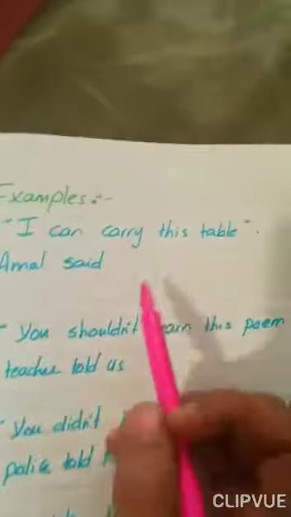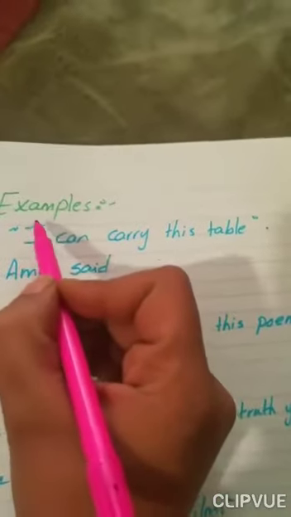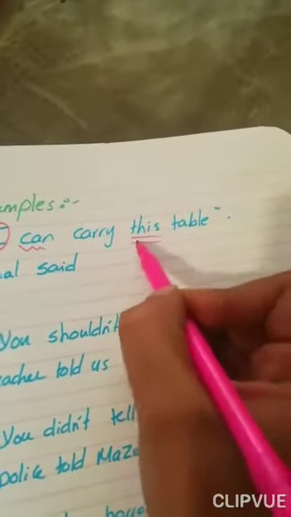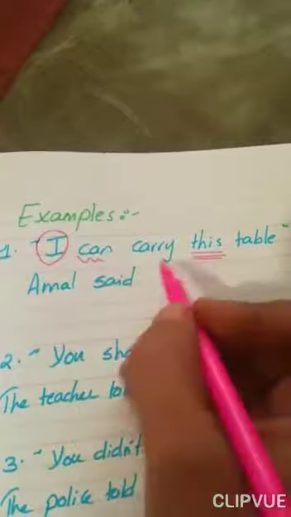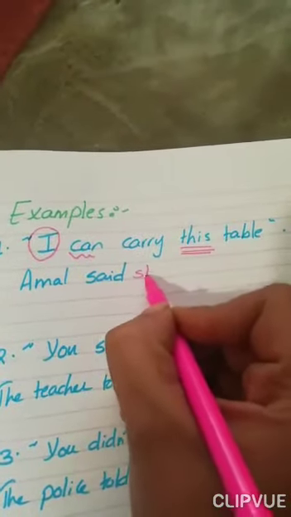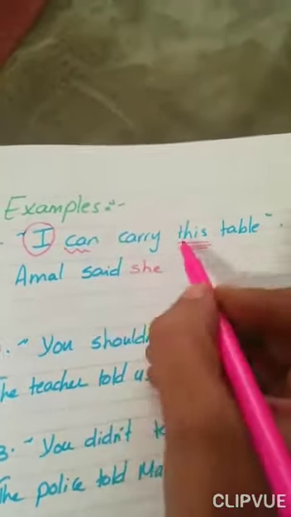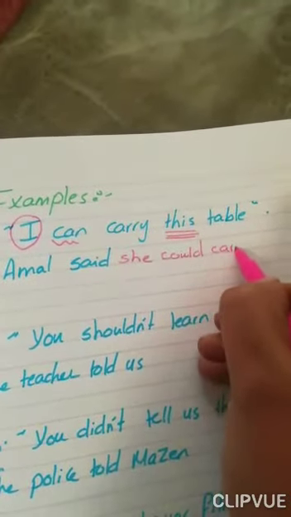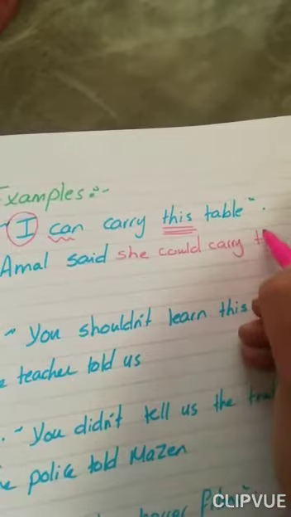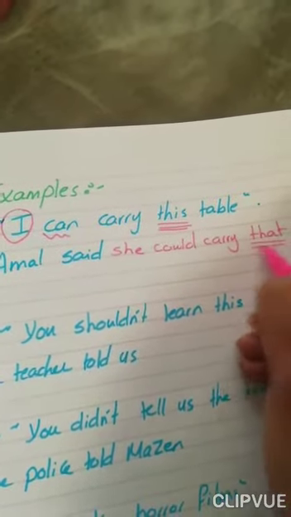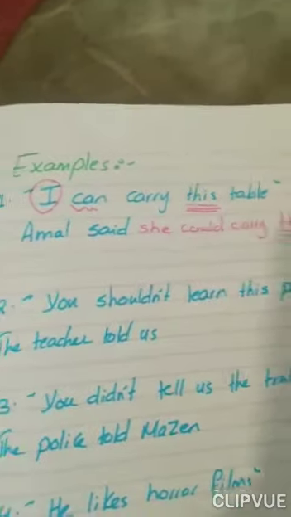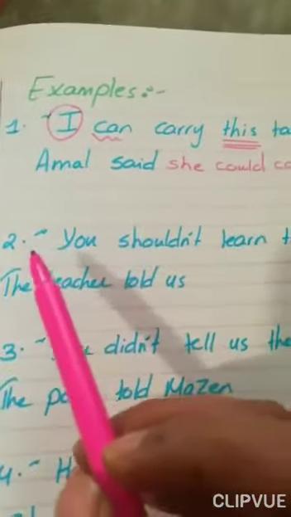The first thing that Ms. Dana told me, I need to circle. I can, and this. We're going to talk about it, okay? Amal said, she, the past of can, could, carry, and this becomes that table. Okay, done. Let's have a look at number two.